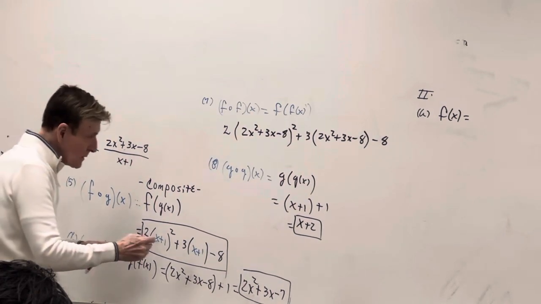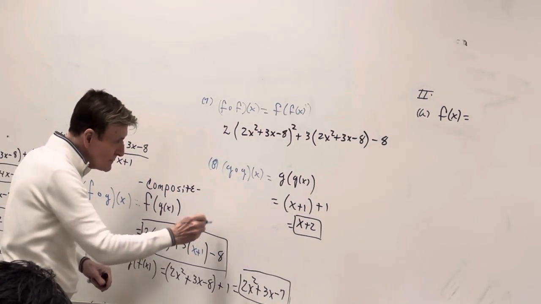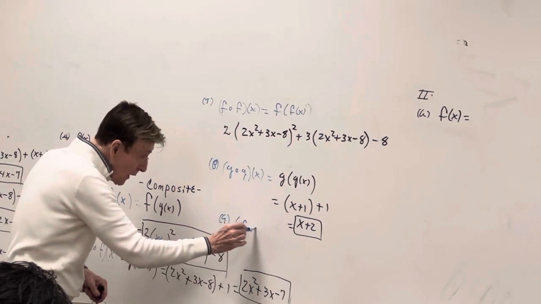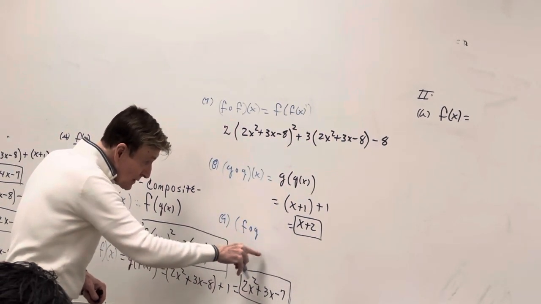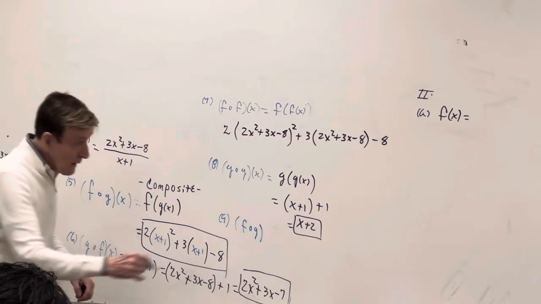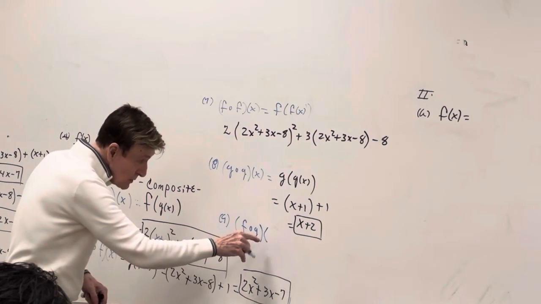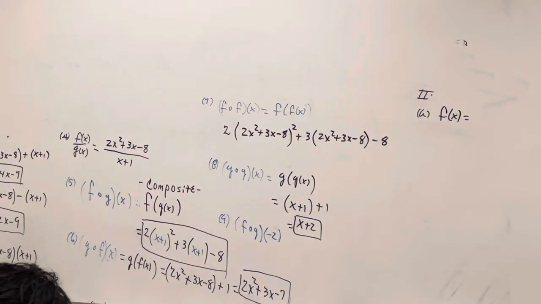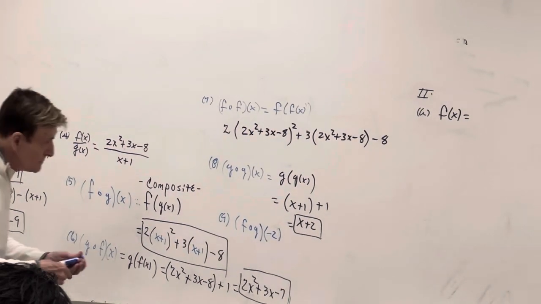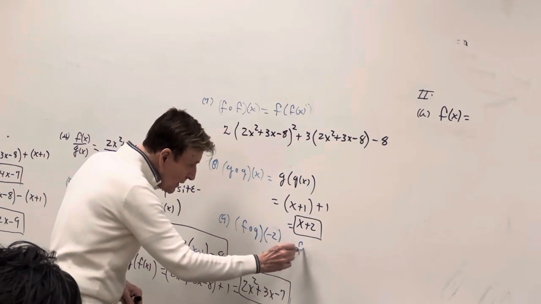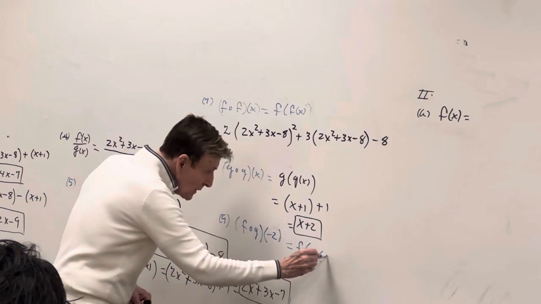Okay, number 9 then, let's go to it. Number 9 was asking me to do what? f of g of negative 2, okay. And when I do that, that's even easier. In terms of a composite, it means take f of g of negative 2.